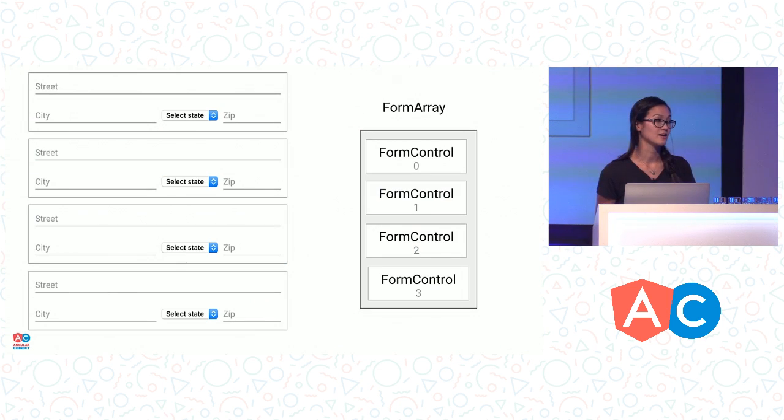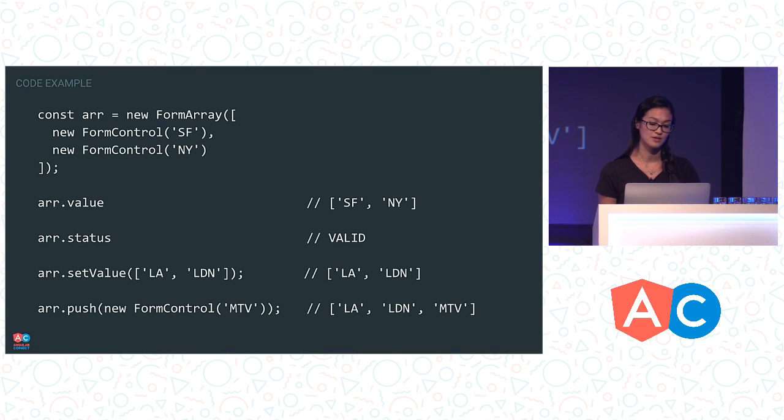And the last building block is the form array. Form arrays are also groups of controls, but they're conceptualized as an array, so you register them by index. These are great if you have controls that are going to be of dynamic or unknown length. Again, you can create an instance of form array, pass in an array of child controls, and inspect its value and its status, both of which are calculated based on the children's value and status respectively, and you're always going to be working with arrays.